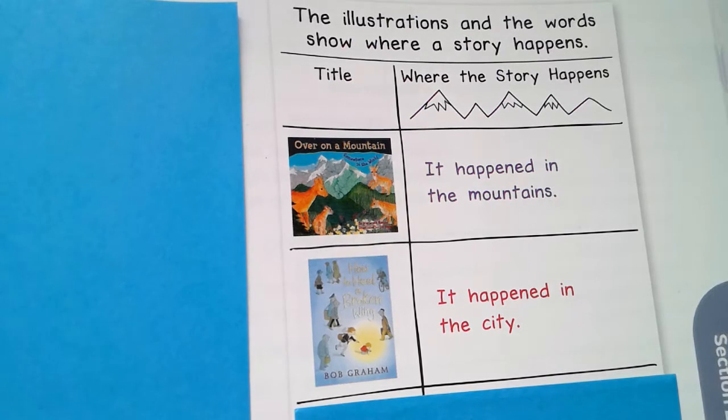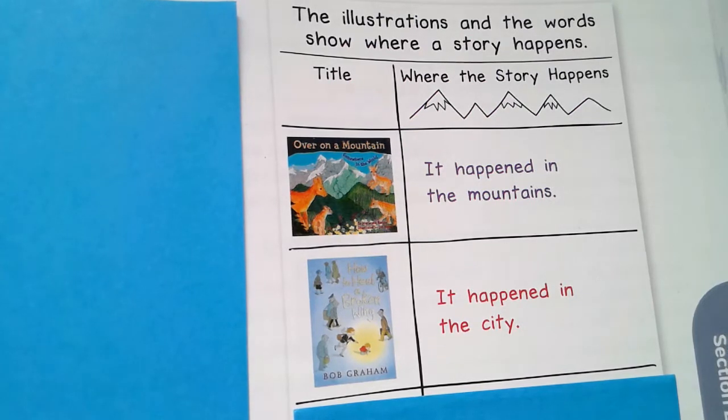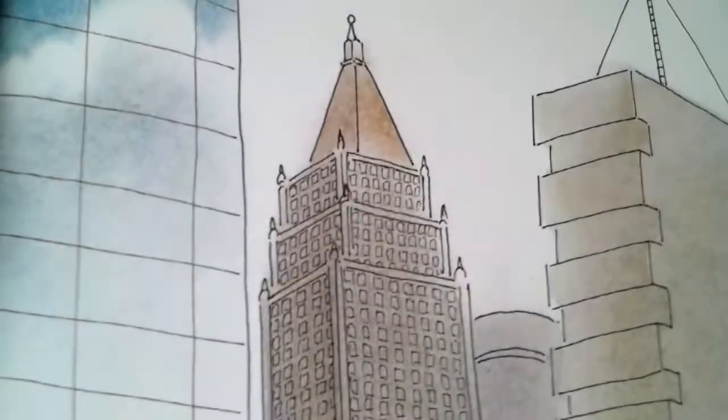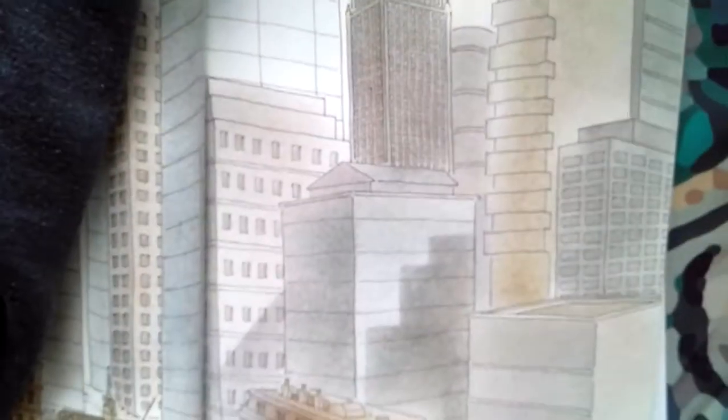So another example of that is How to Heal a Broken Wing. And if you think about the story How to Heal a Broken Wing, we can see in some of the illustrations where this story takes place. And this one, with this illustration, gives us a gigantic clue on where this story takes place.